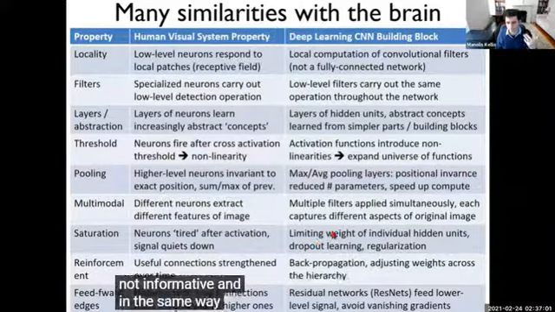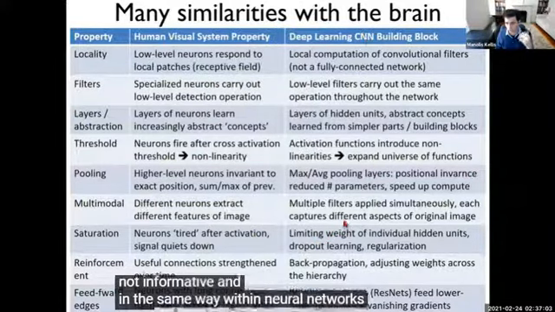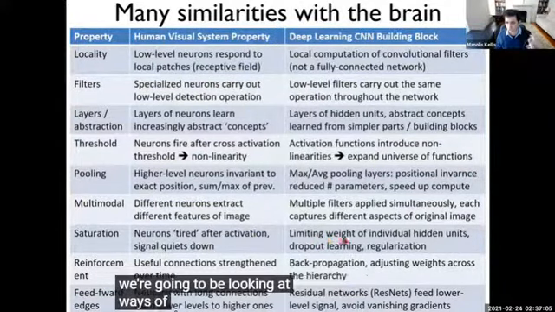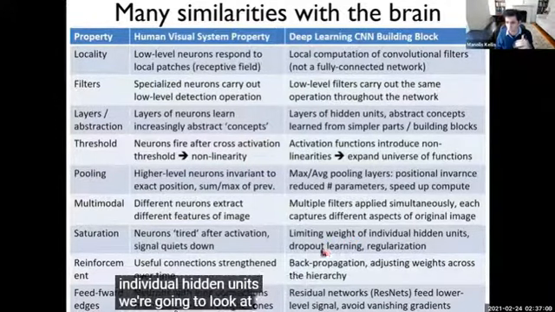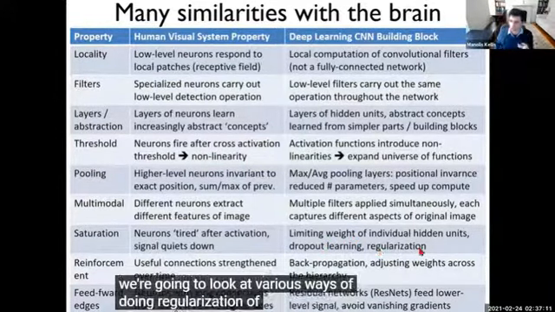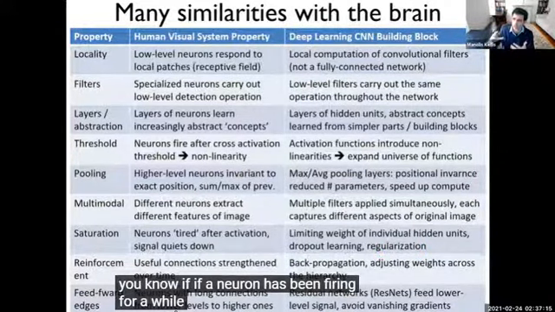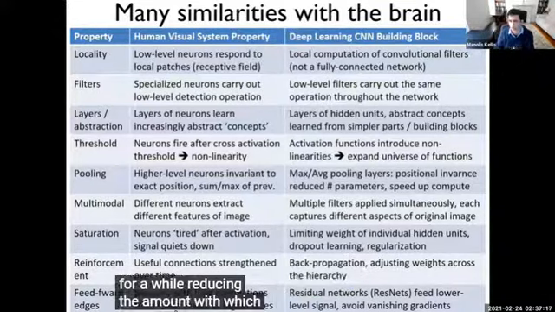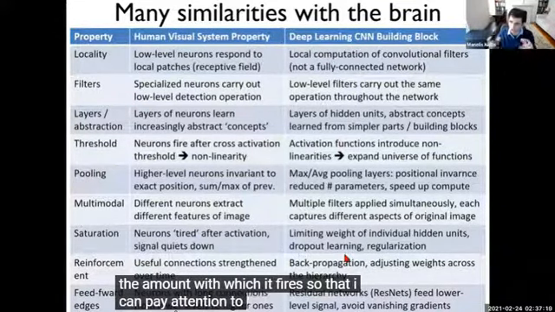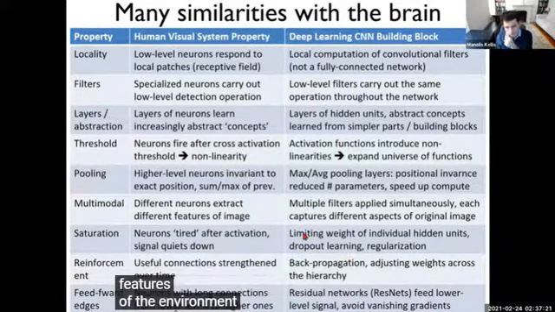And in the same way, within neural networks, we're going to be looking at ways of limiting the weight of individual hidden units. We're going to look at various ways of doing regularization, so that if a neuron has been firing for a while, we reduce the amount with which it fires so that I can pay attention to the salient features of the environment.